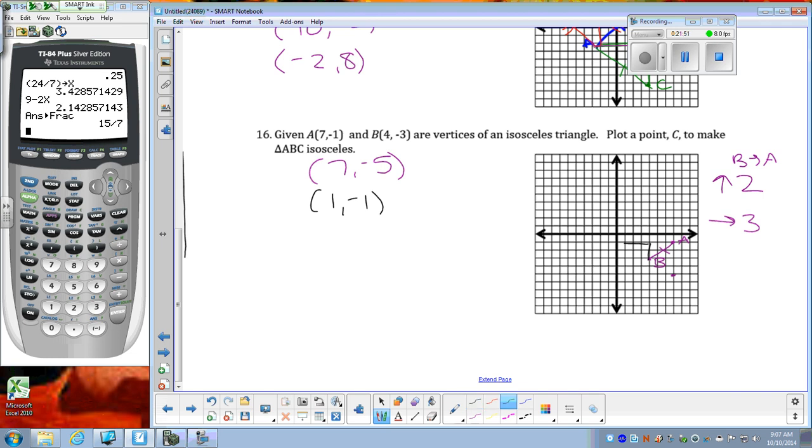If I use angle A as my vertex, I could go up 2 instead of going down 2. And that would be the point 4, 1. And then I also could go down 2, and instead of going left, I could go right 3. And then I'd be at the point 10, -3. So there are all my potential points for number 16.